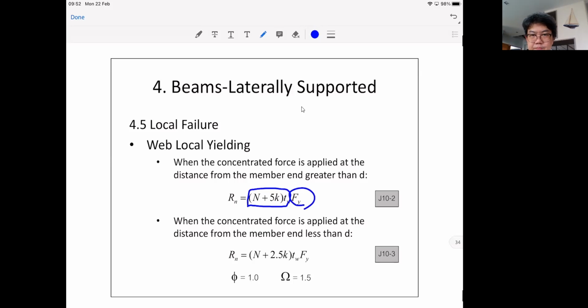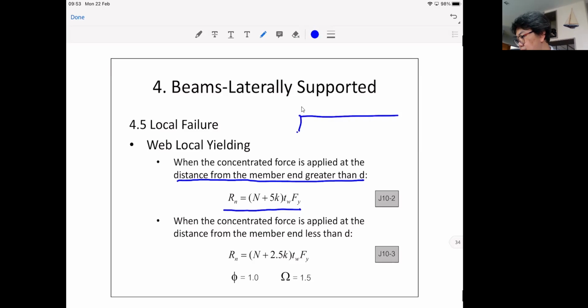This is pretty straightforward. Let me try to erase this because I think I circled the T-web, okay? So you can see pretty clearly. Now, you can use this full formula if the concentrated load is applied anywhere far away from the support, and the distance that you should consider is, the distance should be greater than d. So as long as the concentrated load is applied with the distance greater than d away from the beam end.